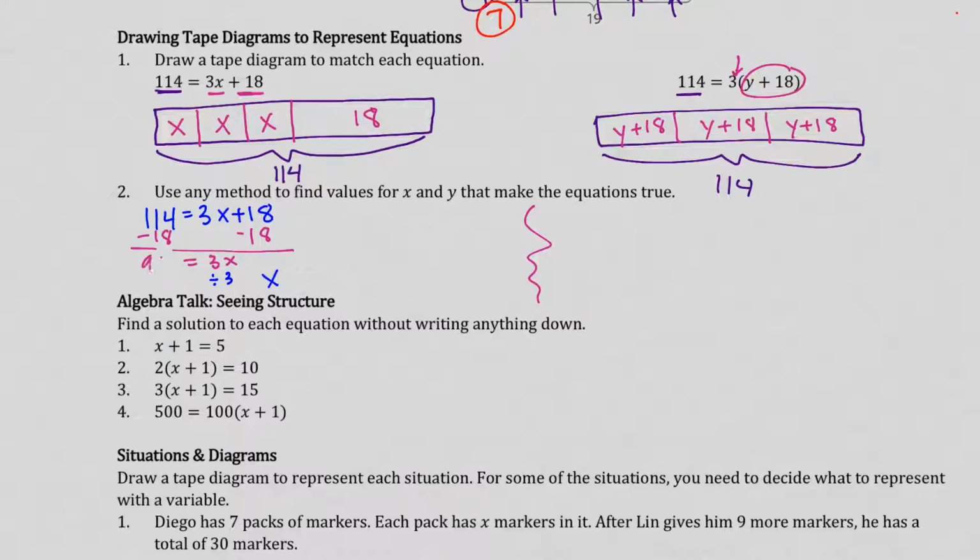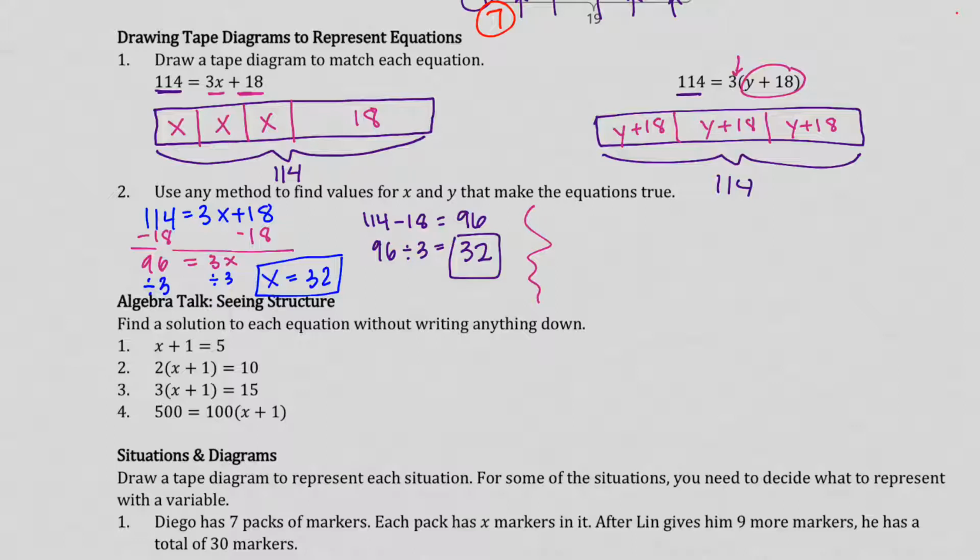Alright, 96 divided by 3, and that is 32. Okay? Or you could have done it a little more mental math way, which is fine, and just thought, well, I need to take 18 from 114, and that leaves me with 96. And then there's 3 x's, so I just need to divide by 3, and that's 32. So again, you can do either way.